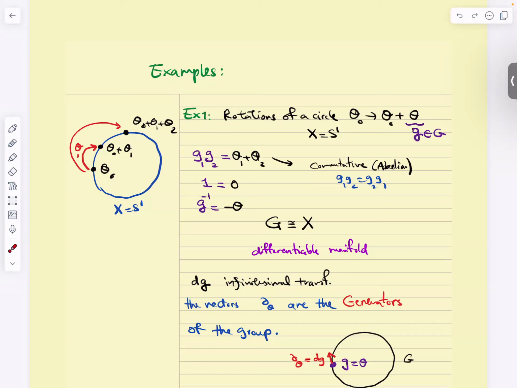All right. So example. The simplest example is S1, a circle. The elements we're talking about are rotations of a circle. The transformations send theta naught to theta naught plus theta. Theta here is an element of the group. Multiplying two elements of the group is like adding theta 1 and theta 2. If I rotate by theta 1 and then by theta 2, that's like theta 1 plus theta 2. So multiplication is addition of angles. There's an identity, which is rotation by 0, and an inverse, which is rotation by minus theta. In this funny case, I told you about the group as how it acts on the manifold, but here the group and the manifold are isomorphic. The group is S1, the manifold is S1.